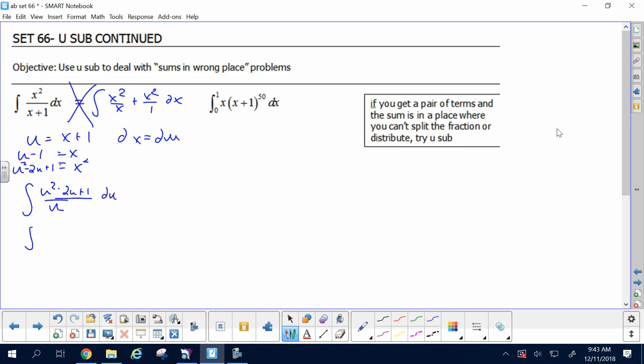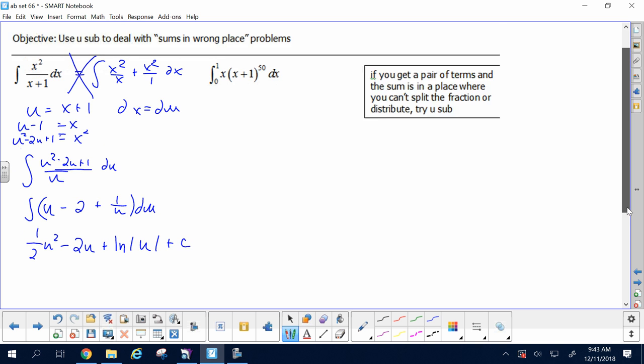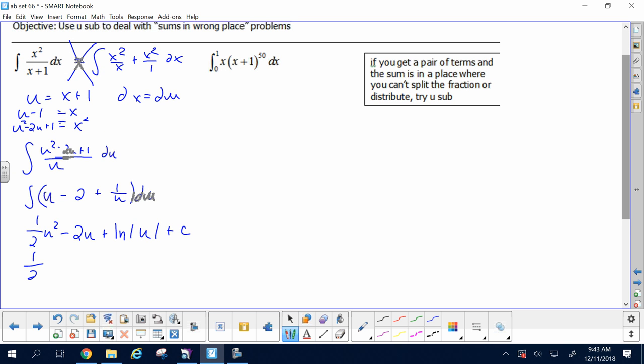What's u squared over u? What's negative 2u over u? Negative 2. Or what's 1 over u? 1 over u. Wonderful. Now we can integrate. What's the antiderivative of u? 1 half u squared, antiderivative of negative 2, and the antiderivative of 1 over u. That's log of the absolute value of u. Yay? Am I done? No, and then I need to plug it back in. So 1 half x plus 1 quantity squared minus 2 times the quantity x plus 1 plus log the absolute value of x plus 1. And boom, we're done.